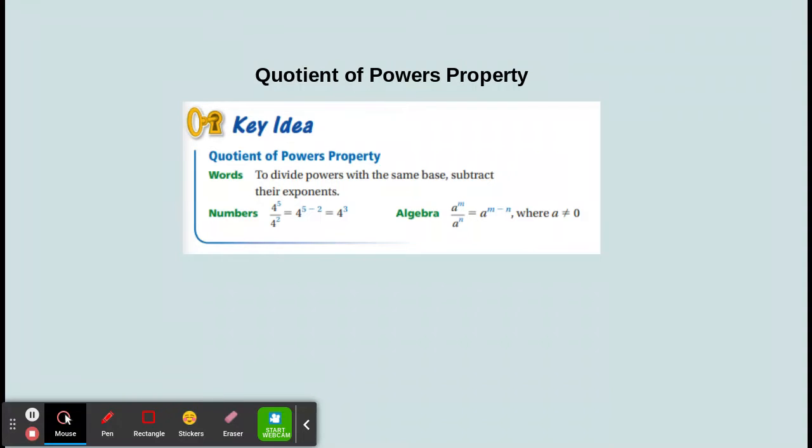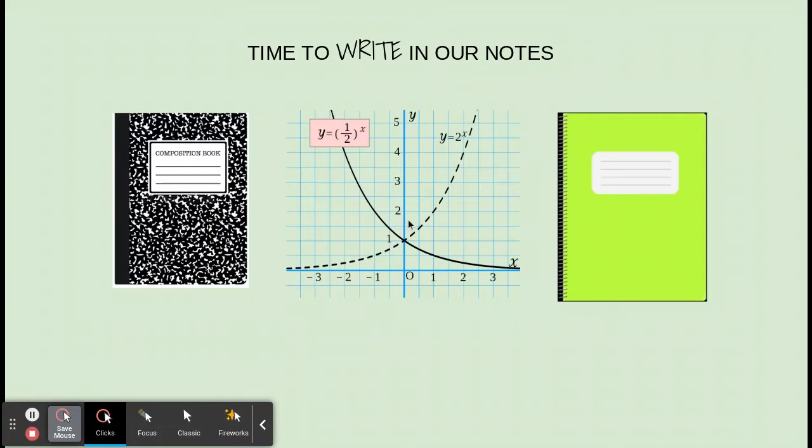It says that when you divide powers with the same base, you subtract their exponents. So you take the top one and you subtract the bottom one. So it is saying that a to the m power divided by a to the n power is the same thing as a to the m minus n power. Okay? So if you can write that in your notes, then we can move on to doing some problems.